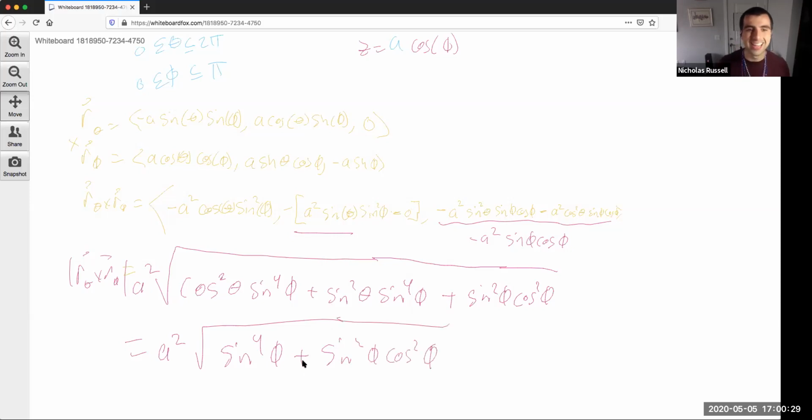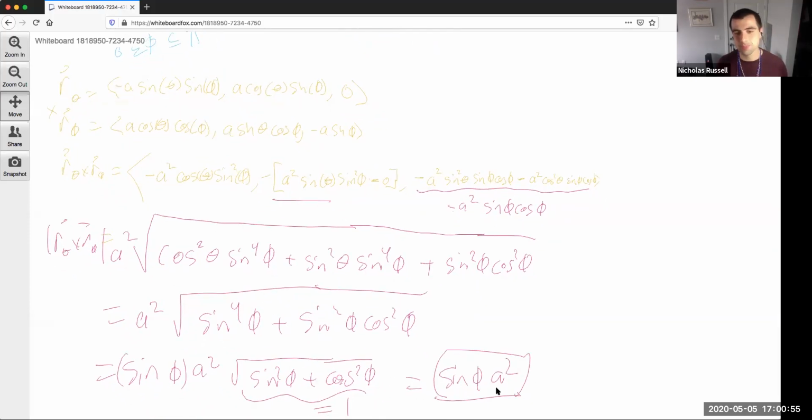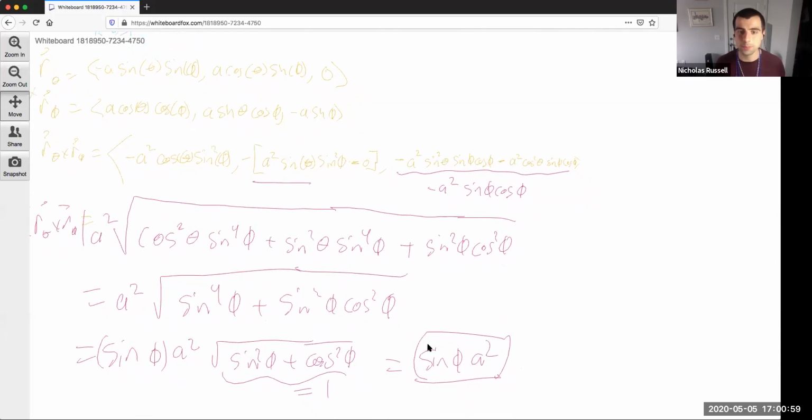We're getting there. This guy now, I can factor out a sine squared from each of these. So I can factor that out fully, and this becomes a sine of phi outside. And this inside becomes a sine squared of phi plus cosine squared of phi, and this is 1. And so therefore, this is my magnitude: sine of phi times a squared.